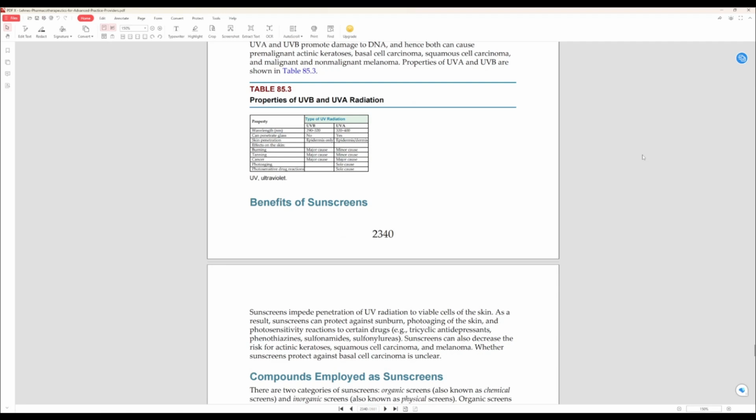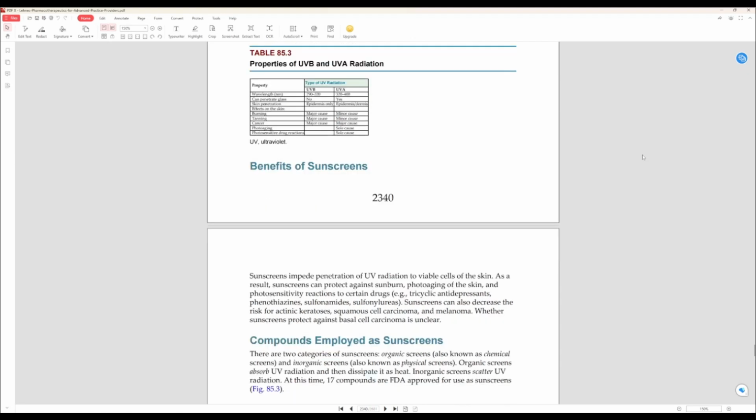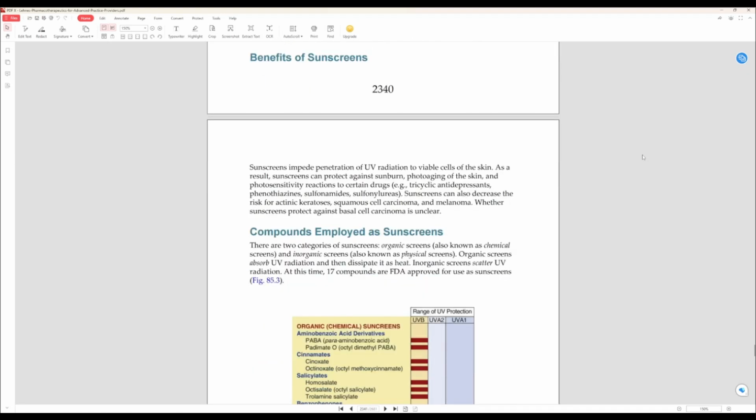The benefits, therefore, of sunscreen. Sunscreens impede the penetration of UV radiation to viable cells of the skin. As a result, sunscreen can protect against sunburns, photoaging of the skin, and photosensitivity reactions to certain drugs. Sunscreens can also decrease the risk for actinic keratosis, squamous cell carcinoma, and melanoma. Whether sunscreens protect against basal cell carcinoma, however, is still considered unclear.